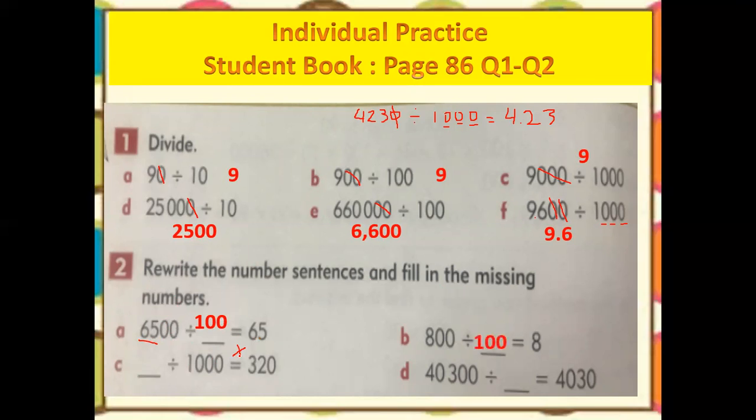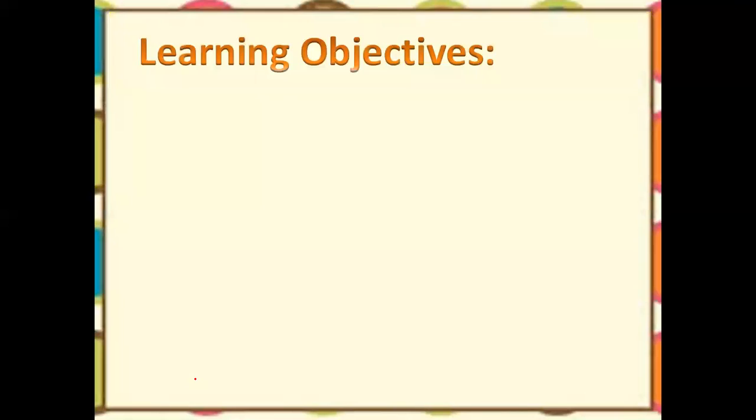800 divided by something equals 8. So we have got 2 zeros. That's why it's 100. How about the next? It will be 130,000. How about this? It will be 10. Easy? I hope you understand the lesson. Okay, let's move to the next question.